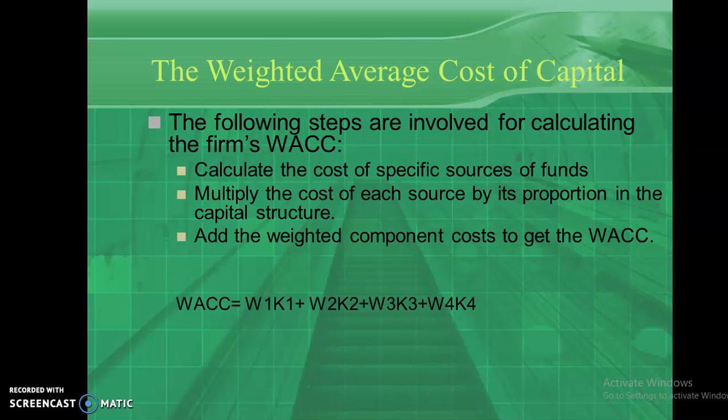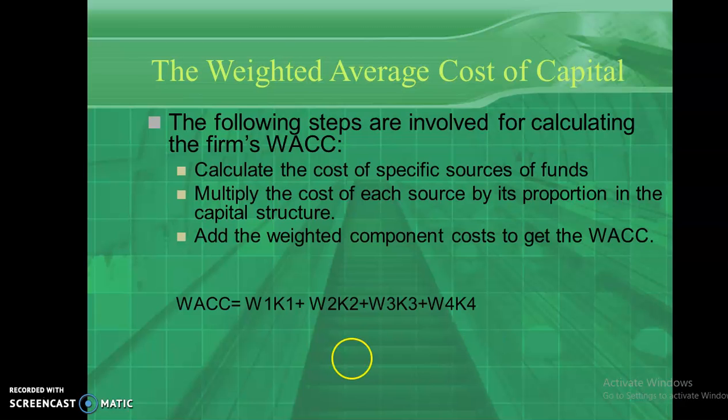Then you want to calculate the proportion. Proportion means weight of each and every source. Say for example, the debentures total amount is 1 lakh, total capital is 10 lakh. So 1 lakh divided by 10 lakh, you will get the weight as 0.10. So likewise you can calculate the weight. Weight is known as the proportion of the sources of fund used in the capital structure.